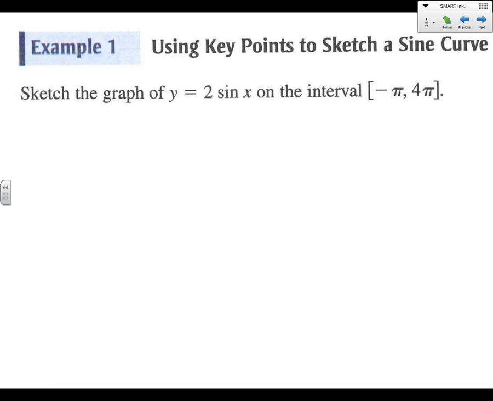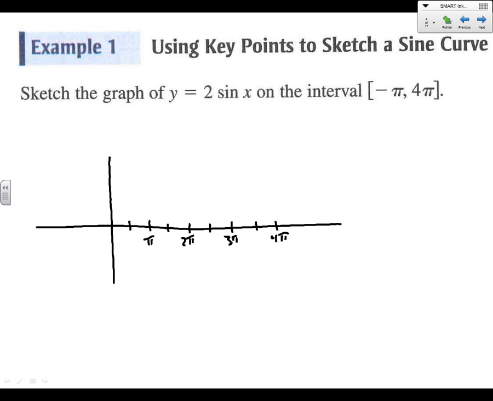So knowing that, let's see if we can sketch the graph of y equals 2 sine x, and we want to go from -pi all the way to 4 pi. So I'm going to draw a big graph here. I'm going to plot out some important points. I'm going to do this first and we'll come back. This is going to be pi, 2 pi, 3 pi, 4 pi, and everything in between is a half pi, so 3 pi over 2, 5 pi over 2, and 7 pi over 2. And it does say go backwards to -pi.